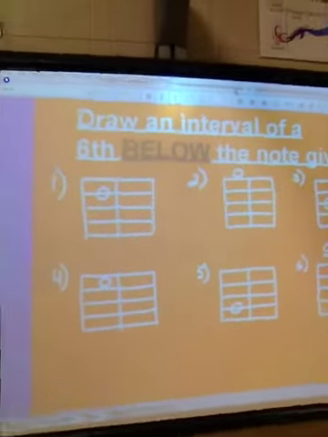I'm going to give you a little bit of the tidbits today about what's happening in this lesson. We are drawing intervals below the note of a sixth to help the students prepare for skips and sing skips later on.